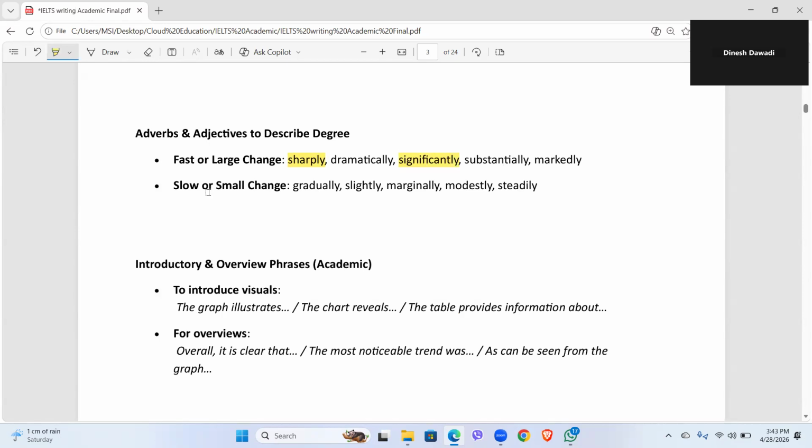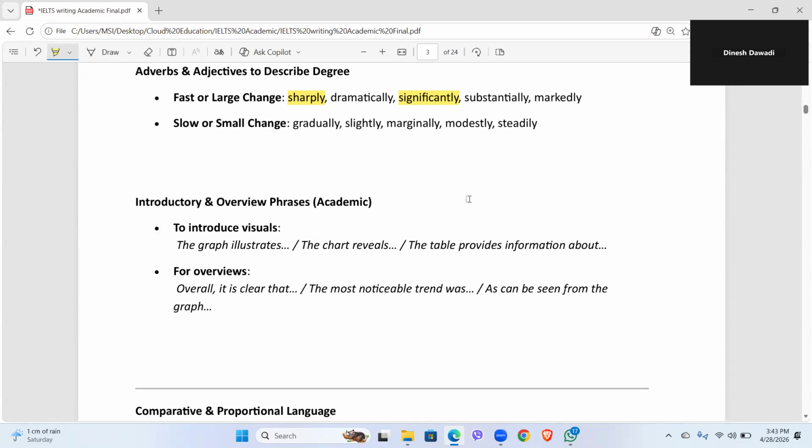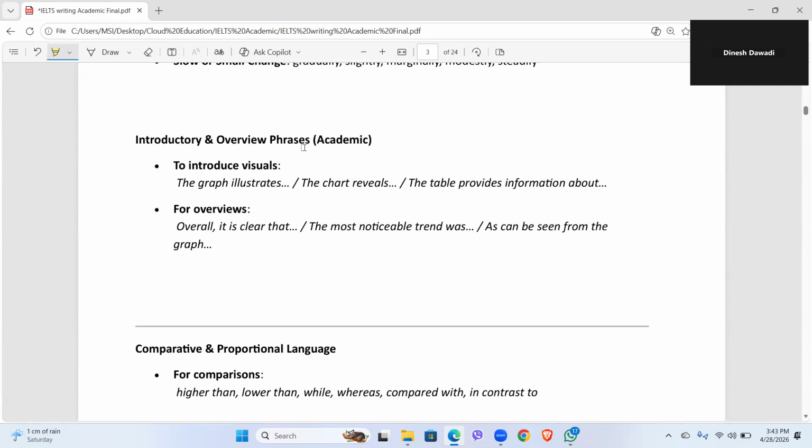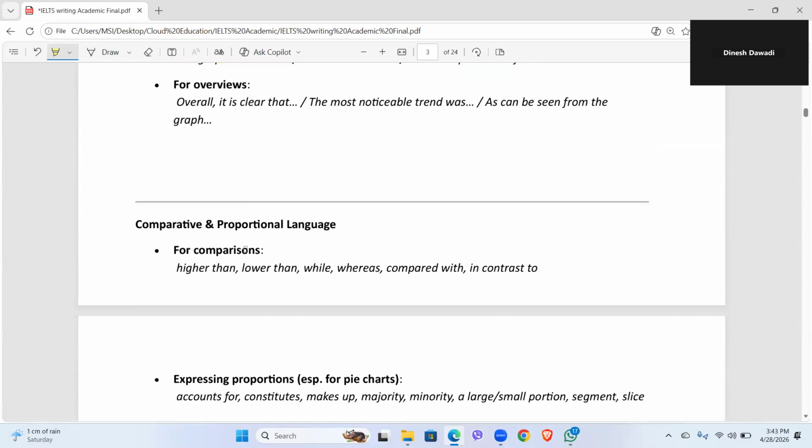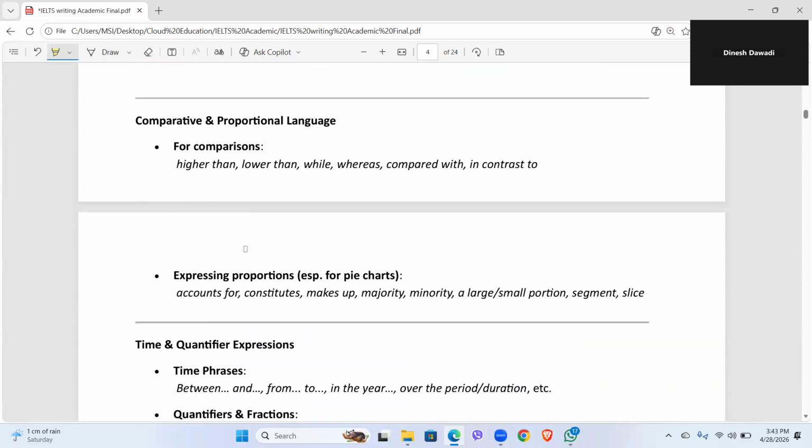And for slow or small change, you can use gradually. It rose gradually. It declined marginally. I mean, we need to write this kind of words. And then yesterday, I also talked about the introductory and overview phrases. We talked about this. And yes, I think up to there.